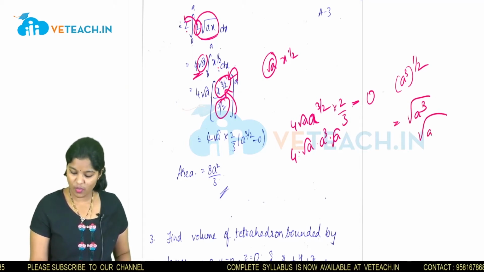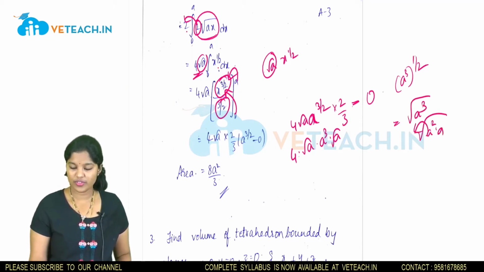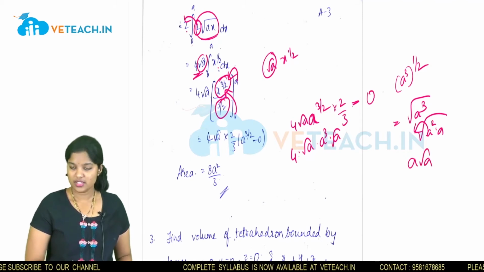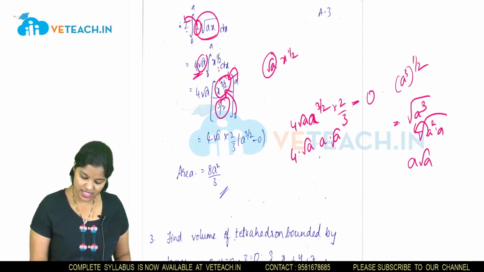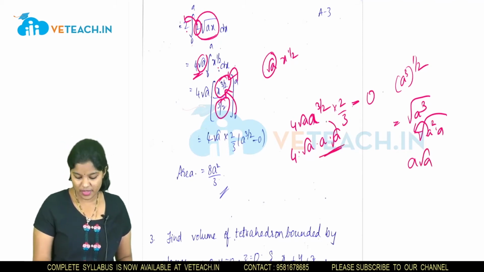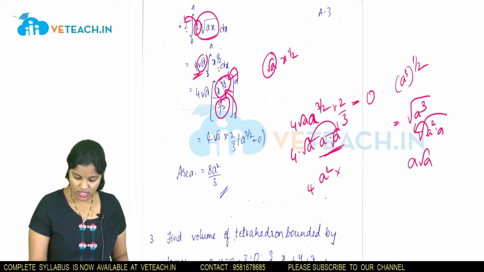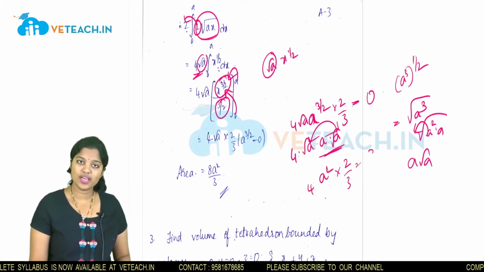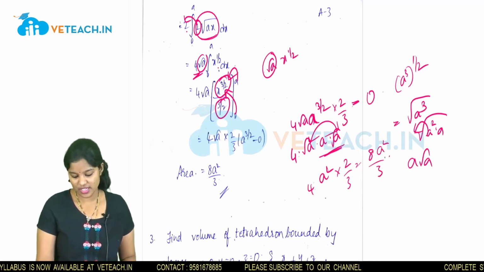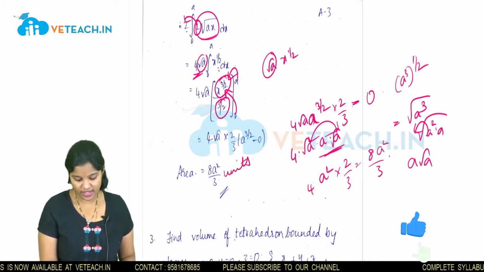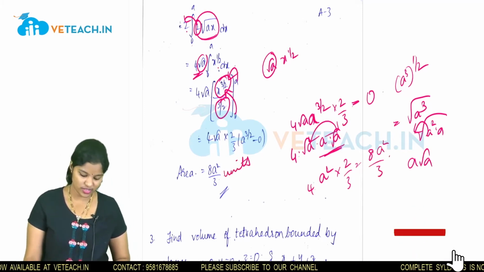In this we can take a square outside of the root. What will it become? A root a. That's what I have written here. It is a root a. That means a into a will become a square. 4 into 2 by 3, 4 2s are 8. So 8 a square by 3 is our required area. We can write here 4a square by 3 units.